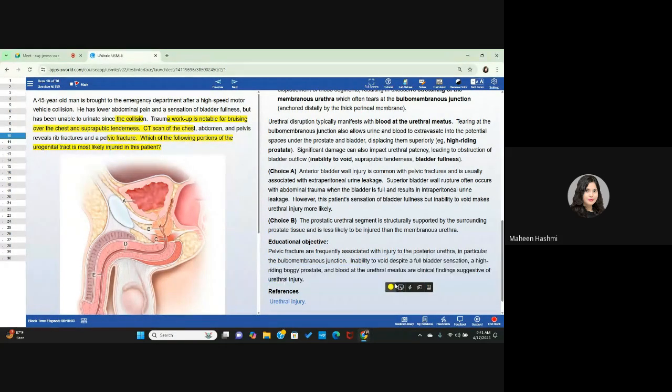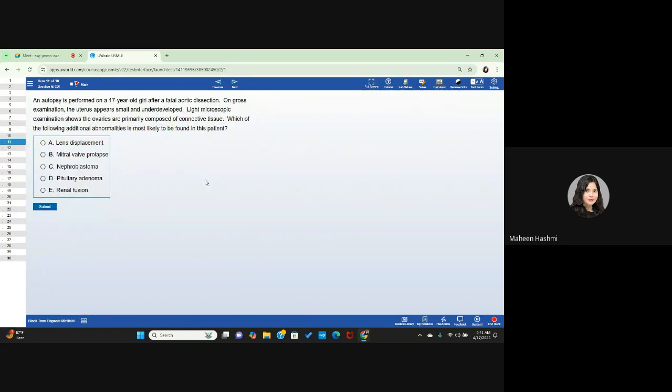See, I told you about blood at the urethral meatus. That's what I told you guys, right? So they can also tell you that they have blood at the urethral meatus. Okay, and we go on to the next question.